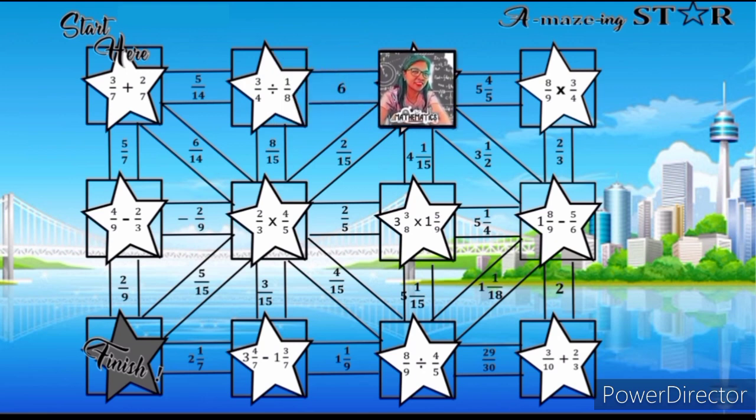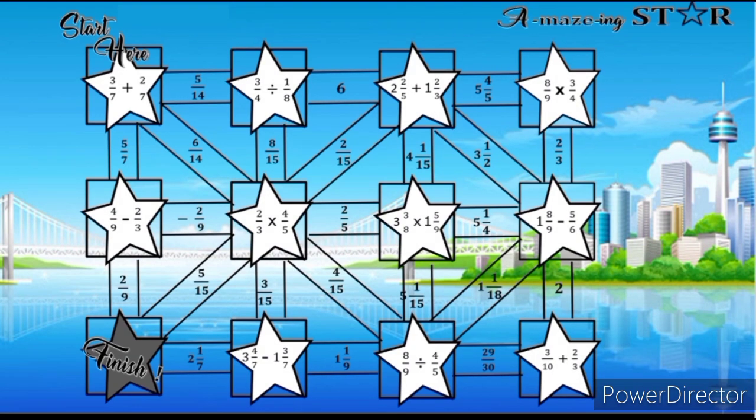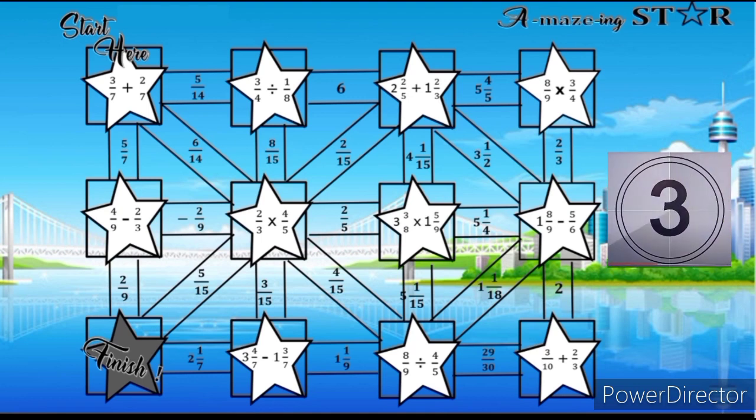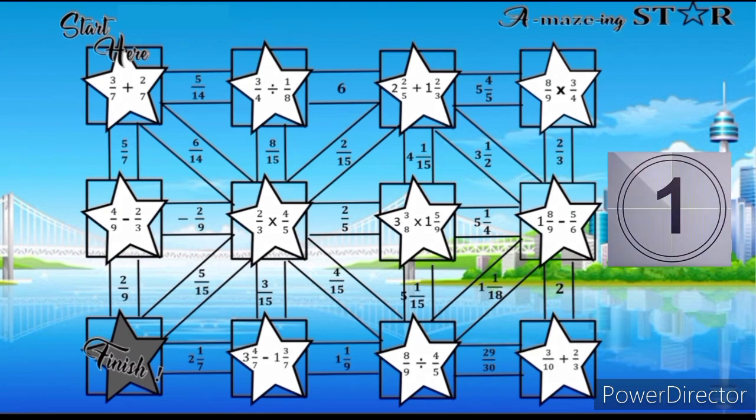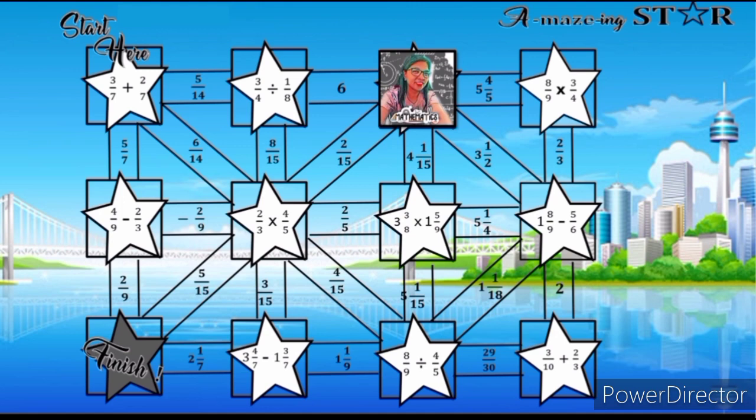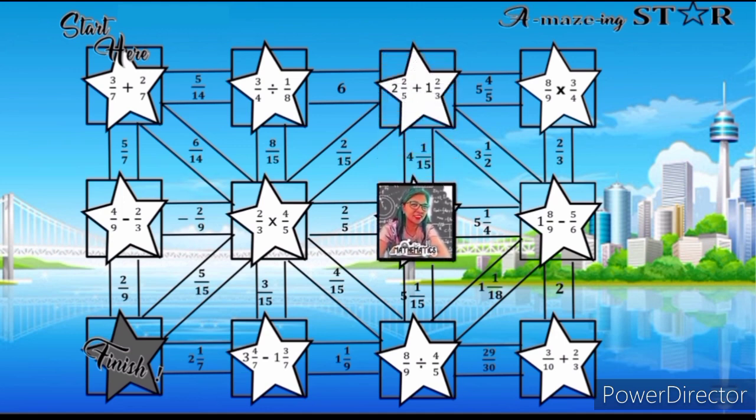Let's proceed to star number 5. 2 and 2 over 5 plus 1 and 2 over 3. What do you think is our sum? 5 and 4 over 5, 3 and 1 half, 4 and 1 over 15, or 2 over 15? Yes, the sum is 4 and 1 over 15. Star number 6, 3 and 3 over 8 multiplied by 1 and 5 over 9.